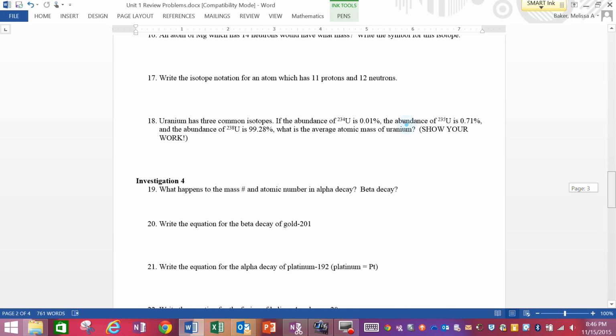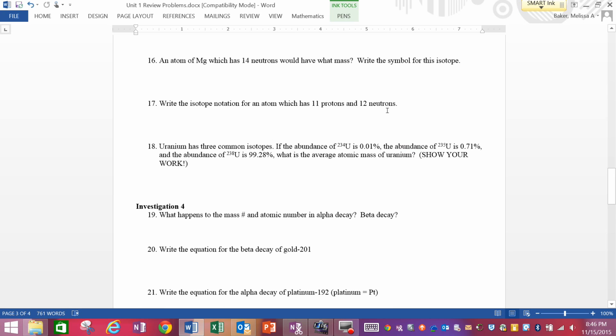Number 16. An atom of magnesium that has 14 neutrons would have what mass? Well, magnesium's number 12. It always has 12 protons. So if it's got 12 protons and 14 neutrons, we add those together, and that's 26. That would be its mass. So its symbol would be Mg, 26, and 12. You would name it magnesium 26.